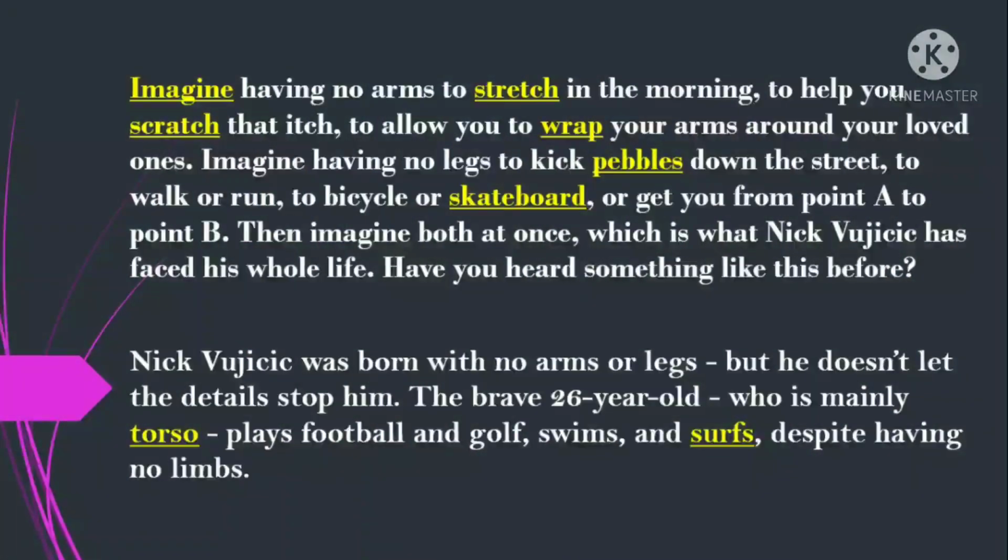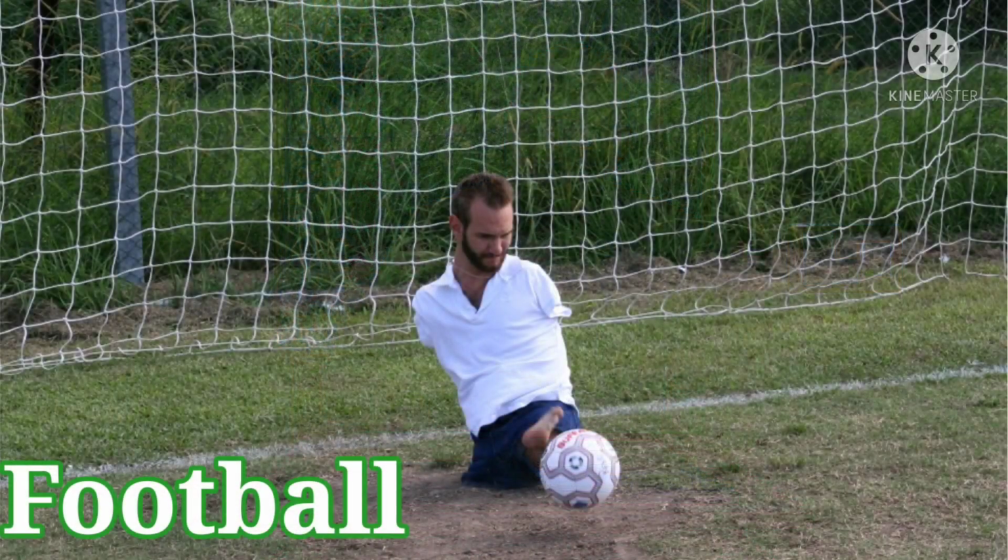The brave 26-year-old who is mainly torso plays football and golf, swims and surfs despite having no limbs. Limbs here means bodily parts. He has no arms and legs, but he is able to play different games. He is able to play football. See how he is able to play. Look at the image of him playing football.